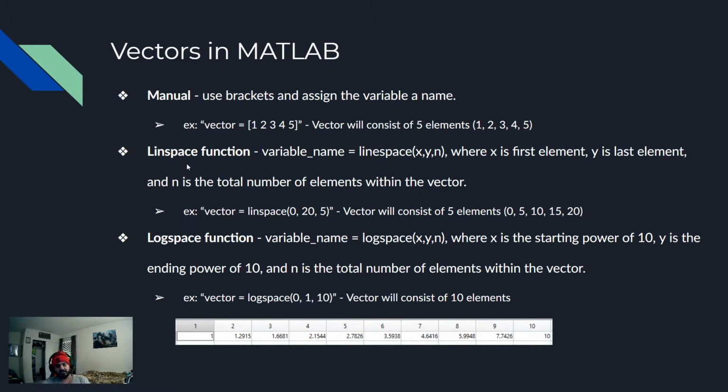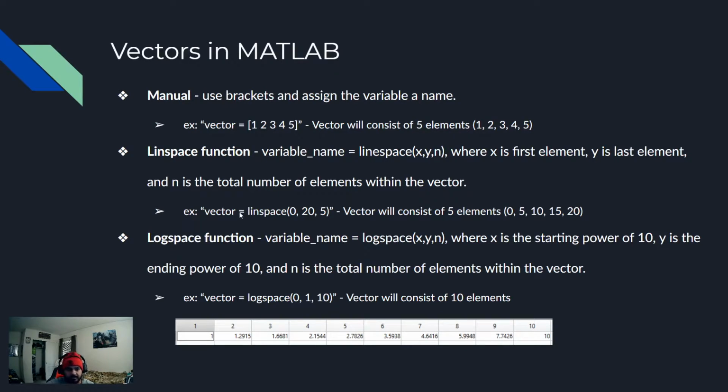Now, the second method of creating a vector is using the linspace function. What the linspace function basically does is you have a variable name, obviously, and then you have the function itself. The first element, or x, is going to be the first element within the array. Y over here is going to be the last element within the array, and n is going to be the total number of elements within the array.